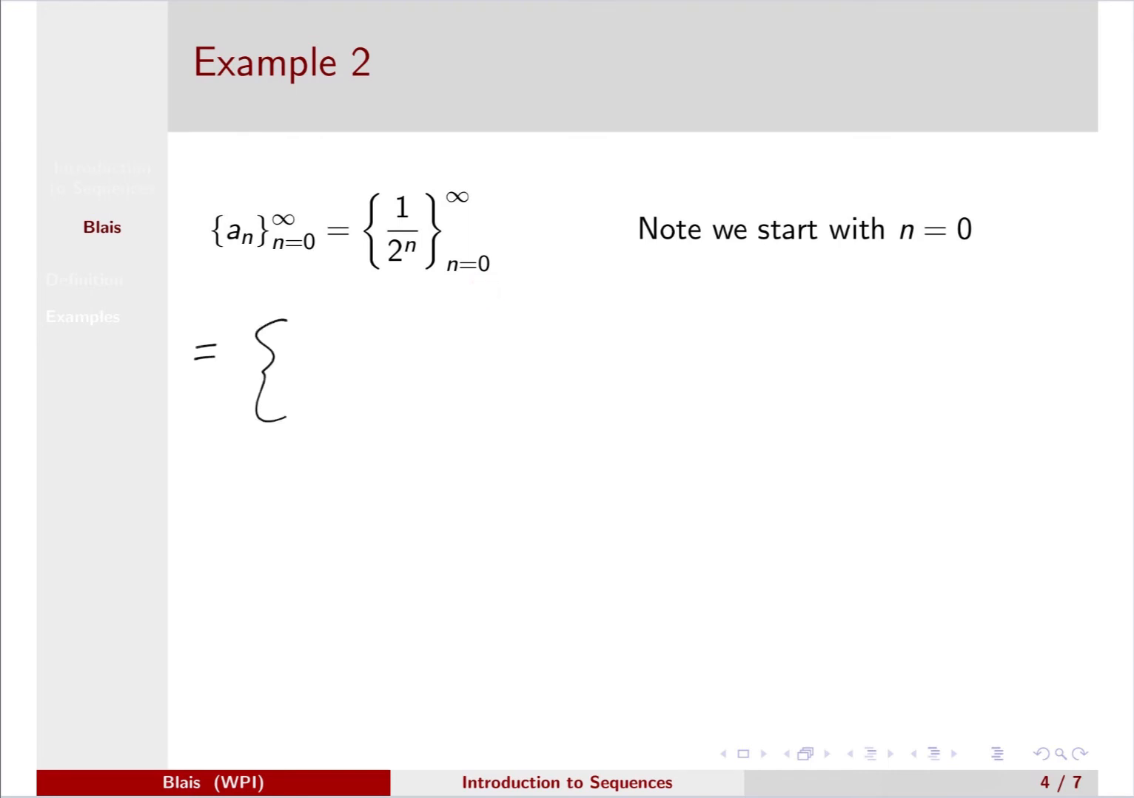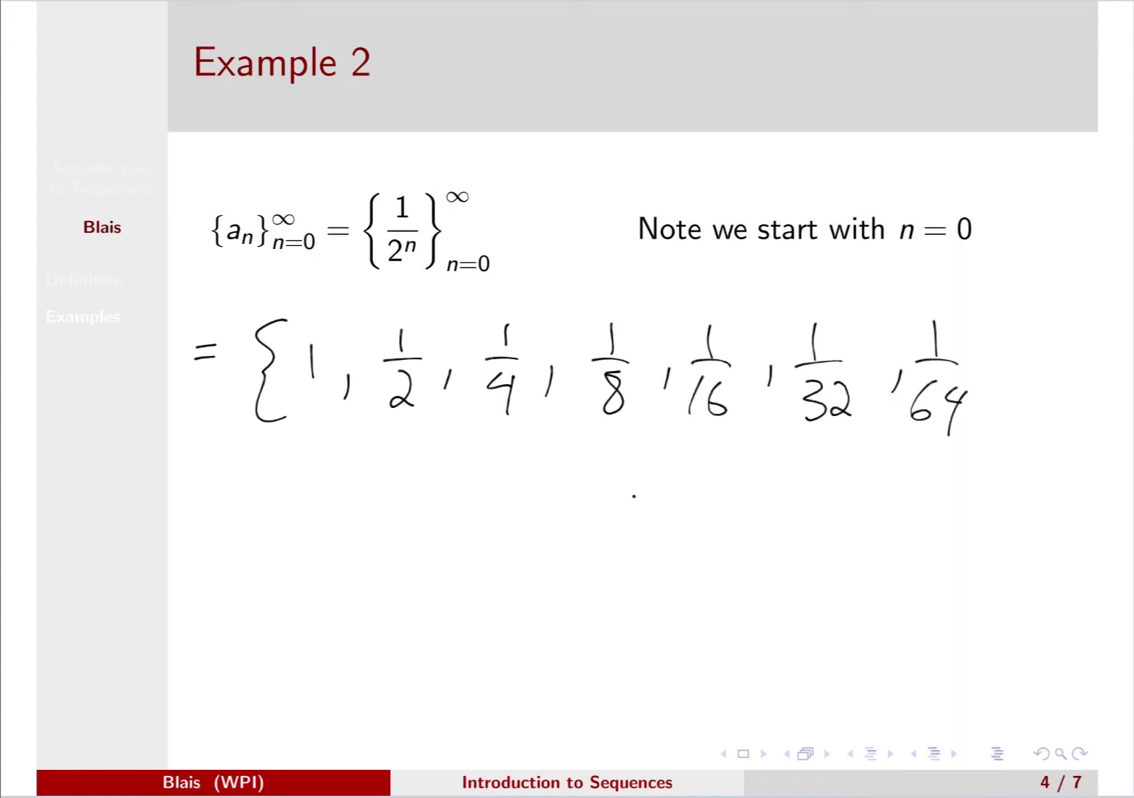But we can start plugging in values and see. Plug in 0. 1 over 2 to the 0, which is 1 over 1, or 1. Then plug in 1. 1 over 2 to the 1, a half. Plug in 2. 1 over 2 squared, a fourth. Plug in 3. 1 over 2 cubed, an eighth. And you keep going. 1/16th, 1/32nd, 1/64th, so on and so forth.